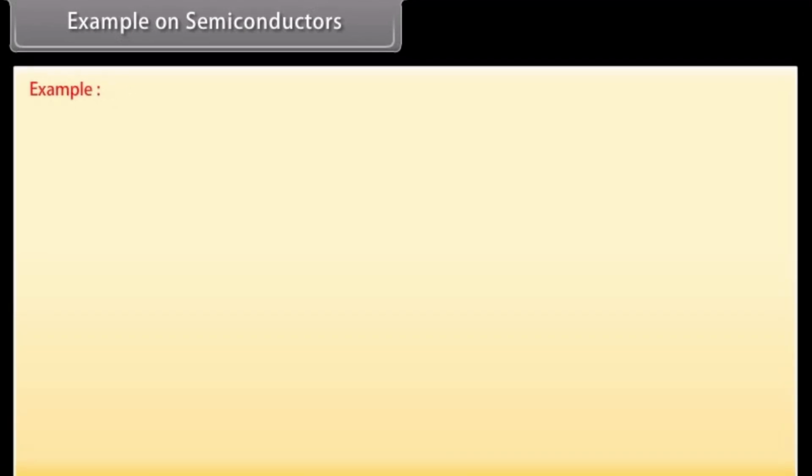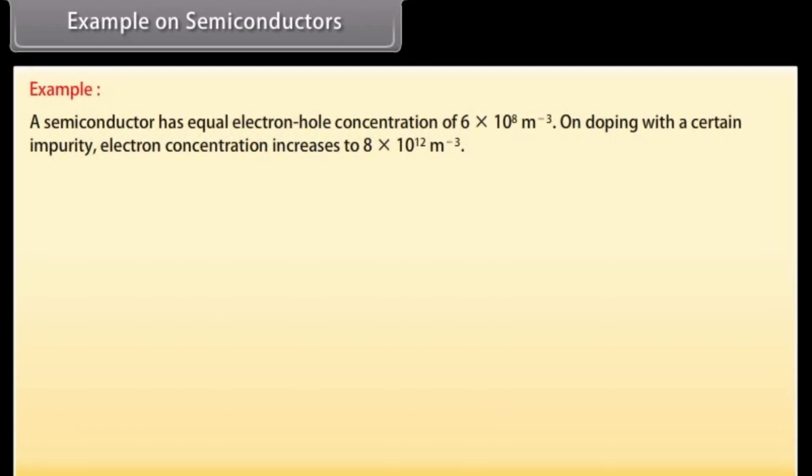Example on semiconductors. Let's take an example on semiconductors. A semiconductor has equal electron-hole concentration of 6 into 10 raised to the power 8 per meter cube. On doping with a certain impurity, electron concentration increases to 8 into 10 raised to the power 12 per meter cube.